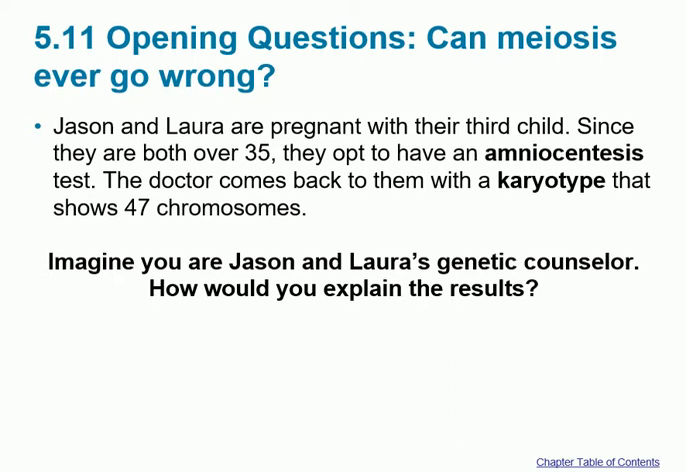So here is a scenario. It's telling you Jason and Laura are pregnant with their third child, but they are over 35. So they wanted to do a test. They say, okay, we are over 35, so we wanted to make sure that there is nothing wrong. We know that the older we get, the more chances that something happened. We need to be tested and see if there is something wrong, okay? So they do something called amniocentesis.